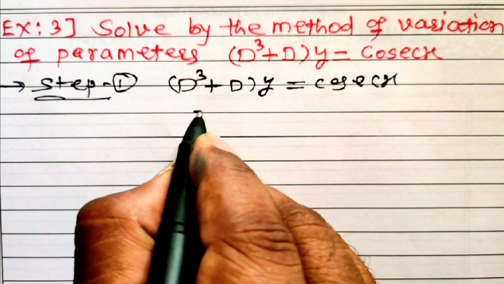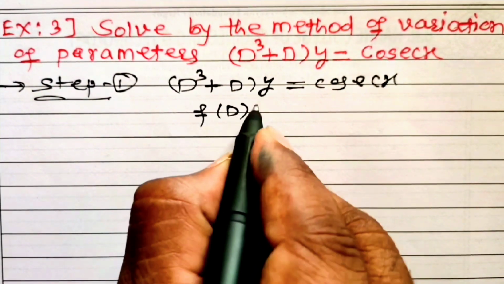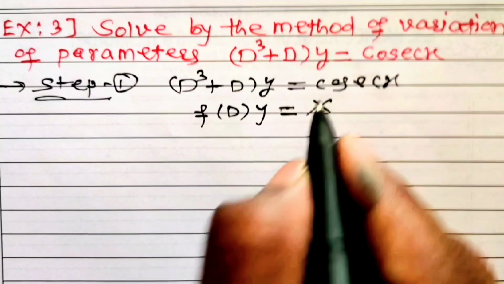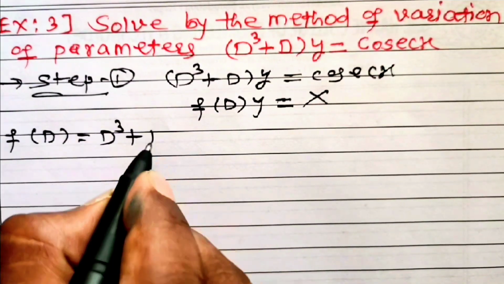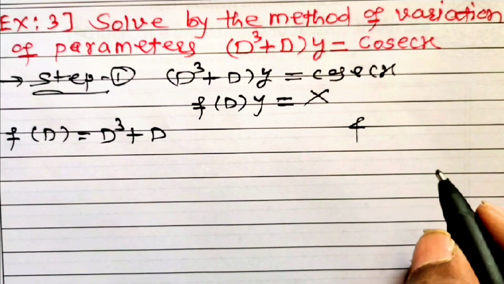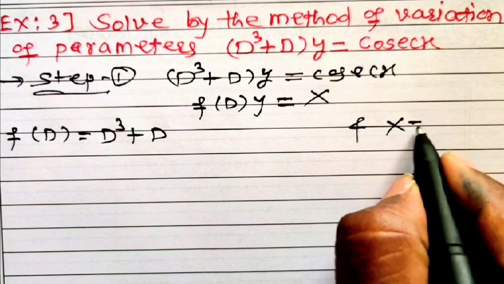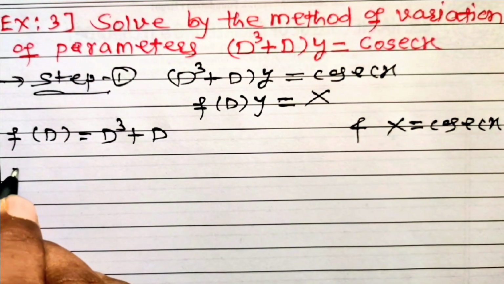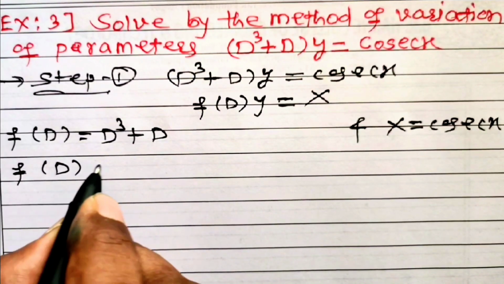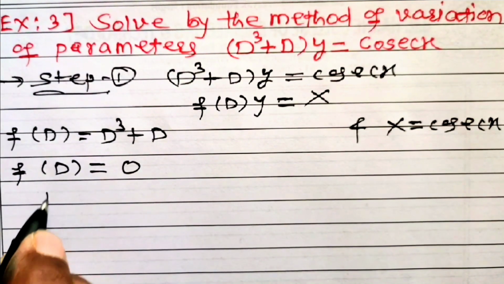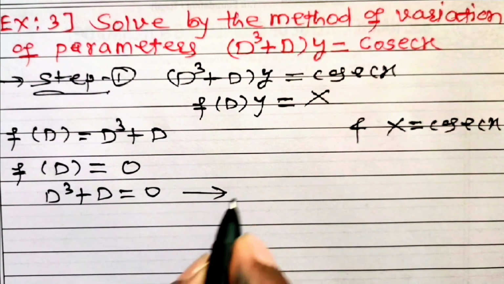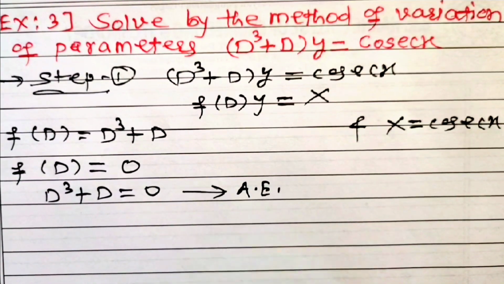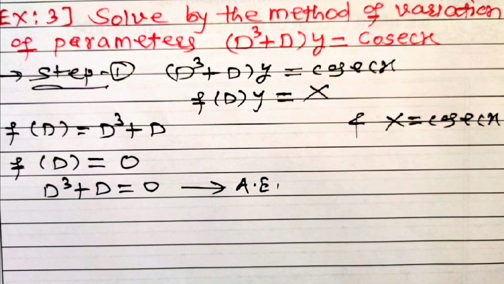Compare this differential equation with general form f of D y is equal to capital X. Hence, f of D is equal to D cube plus D, and capital X, which is right hand side of given differential equation, is equal to cosec x. f of D is equal to 0. This gives auxiliary equation, means D cube plus D is equal to 0. This is auxiliary equation. We have to solve this auxiliary equation to find auxiliary roots.